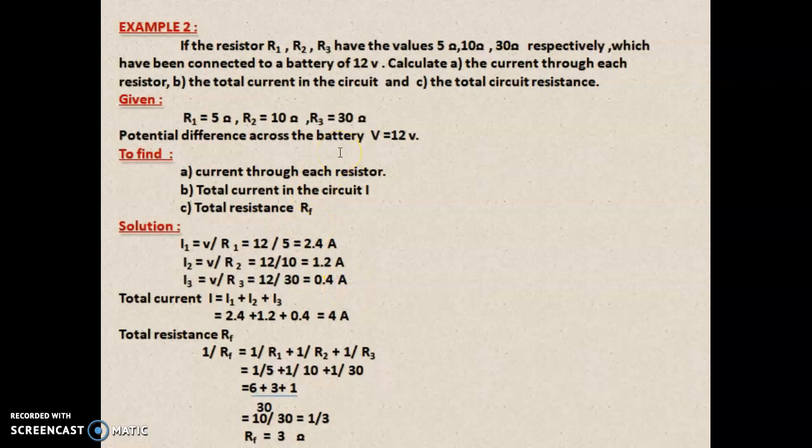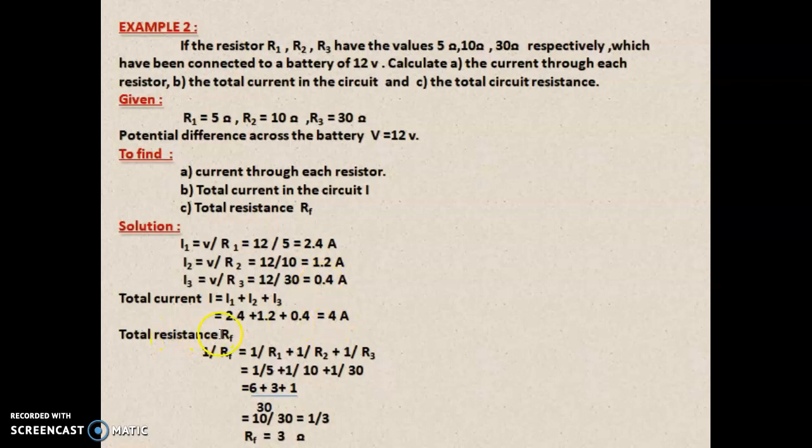For this example, you can refer to the diagram in your science textbook. The page number is 213 and the example is 12.8. Now the total current in the circuit, I, is equal to I1 plus I2 plus I3. You have to add all these, that is 2.4 plus 1.2 plus 0.4, so you will get 4 ampere.